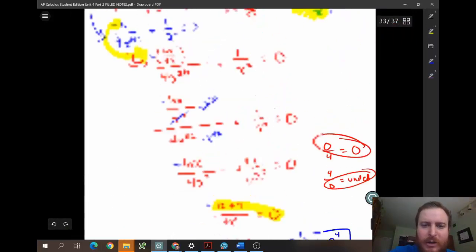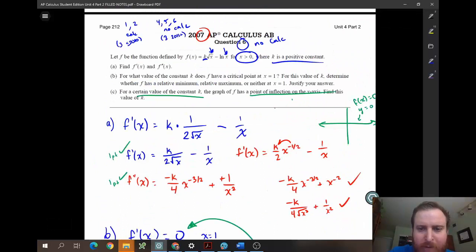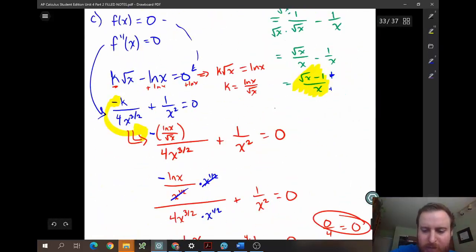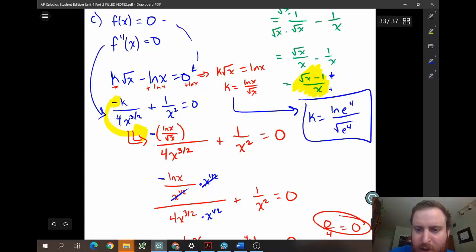Now, let's go back up and make sure we answered the question completely. For a certain value of k, the graph of f has a point of inflection on the x-axis. Find this value of k. So they don't want us to find x, they wanted us to find k. So we did find x, but we have to go back up here, where we have k. So k equals the ln of e to the 4th power over the square root of e to the 4th power. If you box this, you'll get full credit. If you want to simplify it, the ln and the e will cancel out, so you can get k equals 4 over the square root of e to the 4th. Don't worry about rationalizing this.